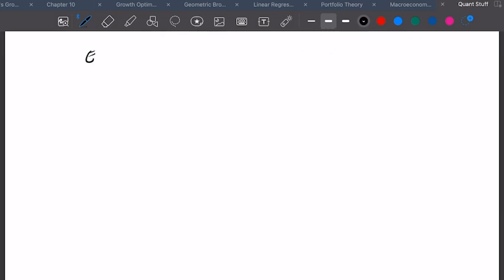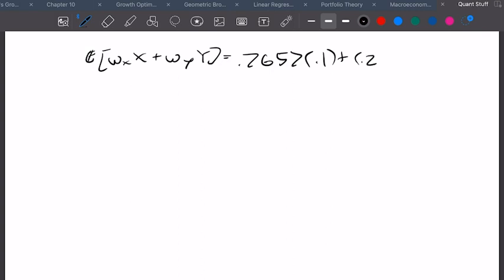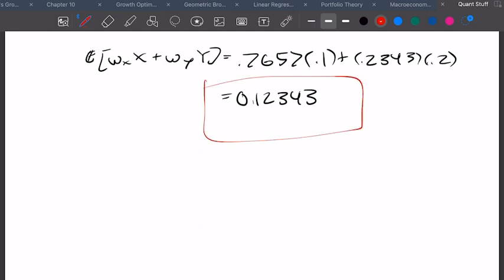Now we can calculate the expected return. So the expected return, given the weight of X times X plus the weight of Y times Y, is just going to be 0.7657 times 0.1 plus 0.2343 times 0.2, and that's going to be 0.12343, and that's the final answer.